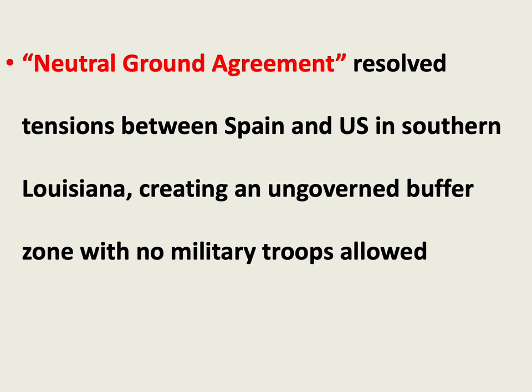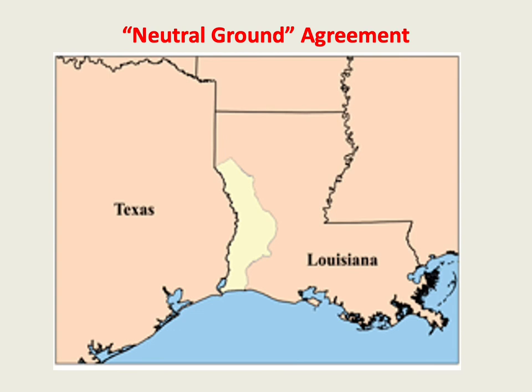And this is a modern map of Louisiana and Texas. The yellow area is the buffer zone. Since no military troops were allowed there, it became a refuge for criminals and other outlaws because they could basically go there and no one was going to track them down. But it served its purpose of not having constant battle warfare.